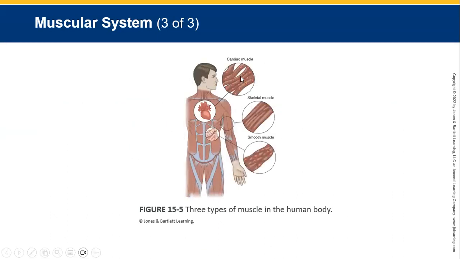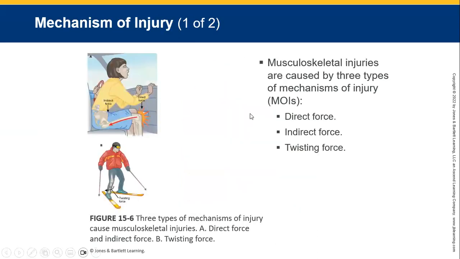There we go. There are three types of muscles: cardiac muscles, skeletal muscles, and smooth muscles. All right. When we look at the mechanism of injury, or MOIs, there's always some sort of external force that's been produced on the body, whether it's direct force, indirect force, or twisting. Must remember, bones and things like that don't break or tear without some sort of force on the body.